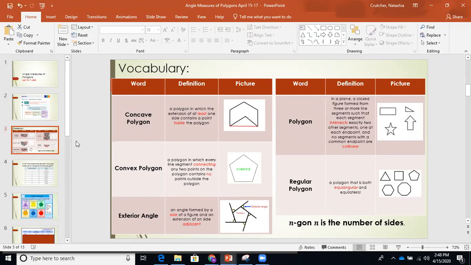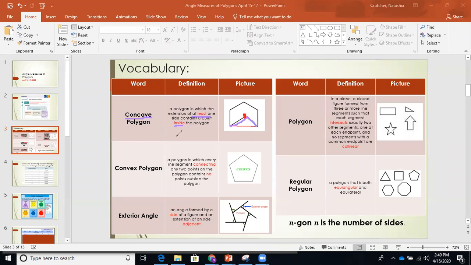Okay, so starting with our vocab, important words to know. First we have concave polygon. In the name, we have the word concave, so think about concave as caving inward. Like here, this side of the polygon caves inward. This is a polygon in which the extension of at least one side contains a point inside the polygon. See how this point here is right inside the polygon? That's what it means, that there's at least one point inside. So it's somewhere in the figure, it caves in. That's a concave polygon.